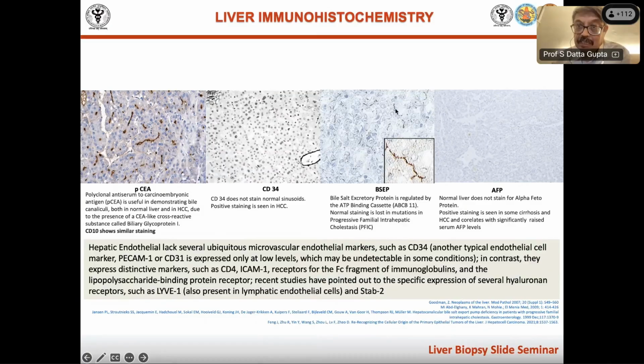It will stain the canaliculi, or you can do multidrug resistance protein MDR3 and so on. So they will help in identifying canaliculi. In certain diseases, they are absent. Okay, we'll come to that later. Alpha fetoprotein normally doesn't stain the liver except in fetuses.